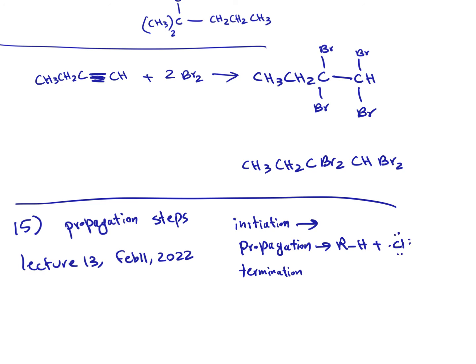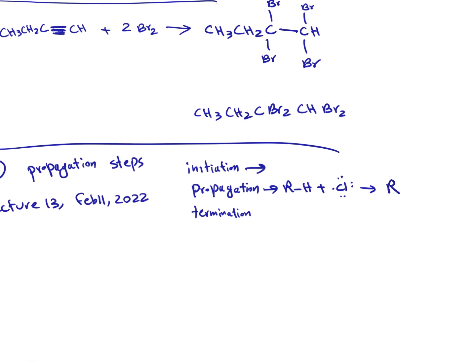Or like one of the halogen atoms giving alkyl radical plus HCl or HBr, depending on what we had, right? And also we had the radical plus one of the halogen molecules giving RCl plus the other halogen atom. So basically RCl plus the Cl itself, right?